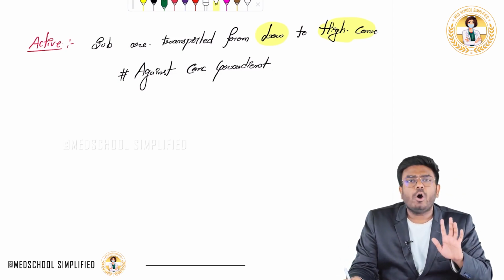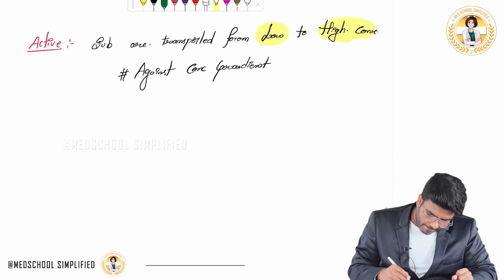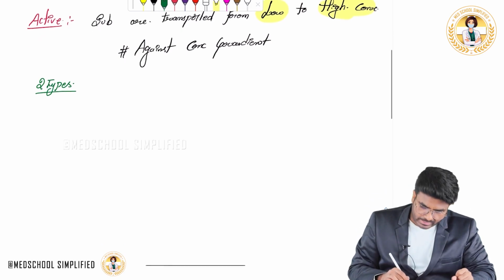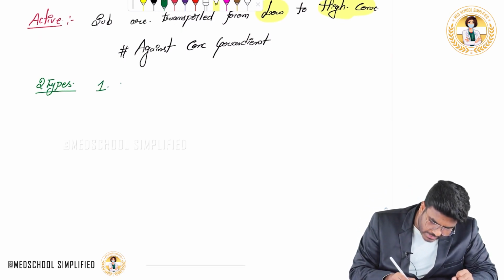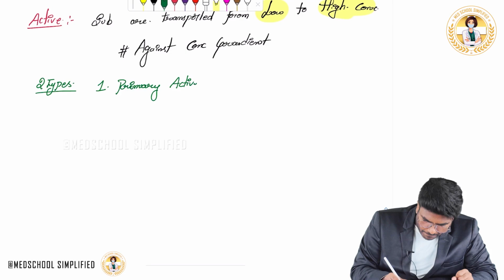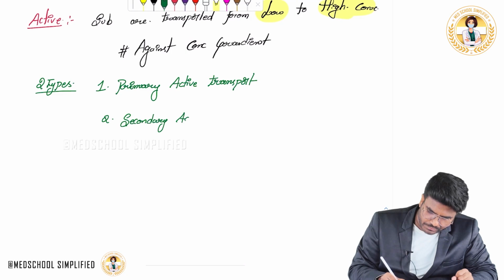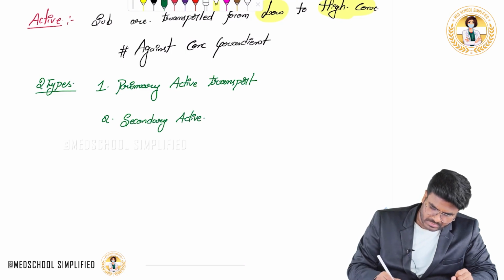How many types of active transport are there? There are two types. What are they? The first type is called primary active transport. The second type is called secondary active transport.